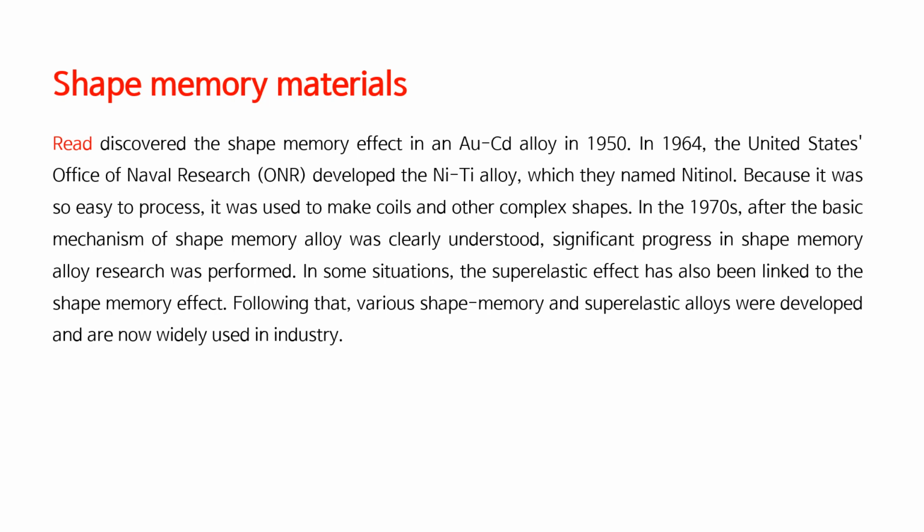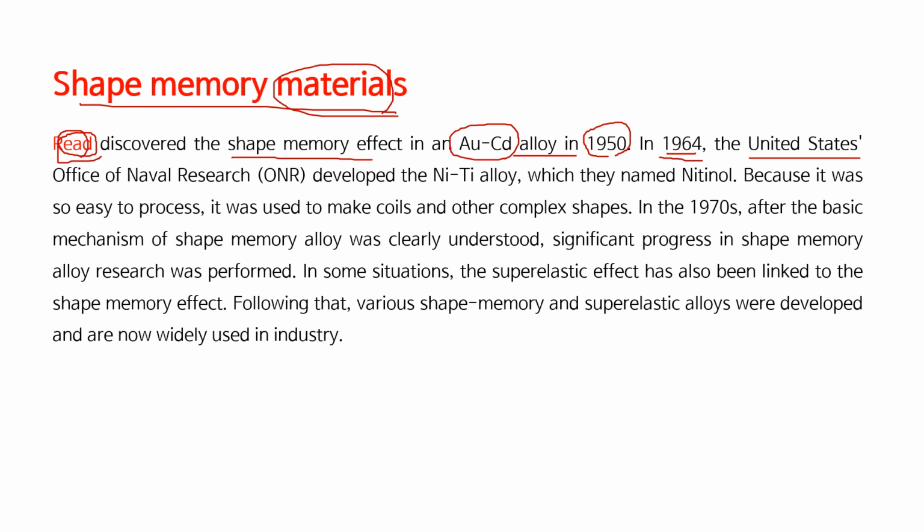Now let's see the shape memory alloy materials. Reed discovered the shape memory effect in gold cadmium alloy in 1950. In 1964, the United States Office of Naval Research, ONR, developed the nickel titanium alloy, which they named nitinol. Because it was so easy to process, it was used to make coils and other complex shapes.